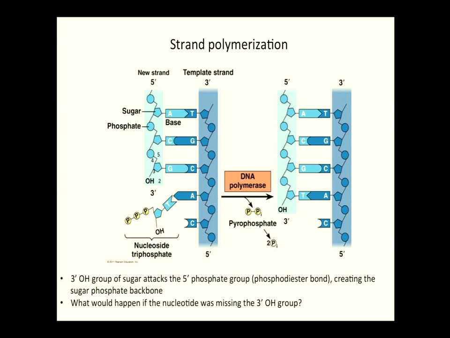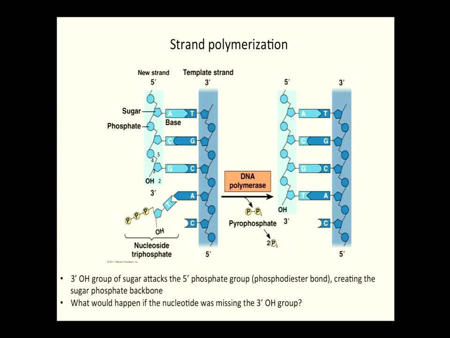All right, guys. So, yeah, I have a little bit of overlap with Rand's slides. I just want to talk about strand polymerization again. So the main idea here is that your 3' hydroxyl group is going to attack. Hydroxyl groups are good nucleophiles, right? So the hydroxyl group will attack this phosphate bond right here, and it'll form a phosphodiester bond, and that's going to create the sugar phosphate backbone.